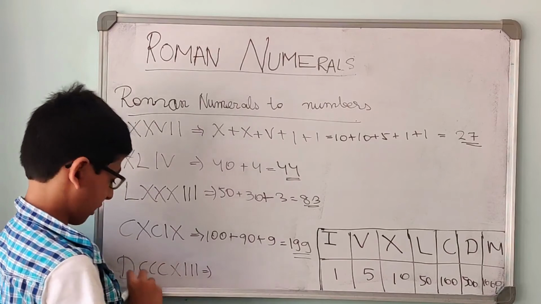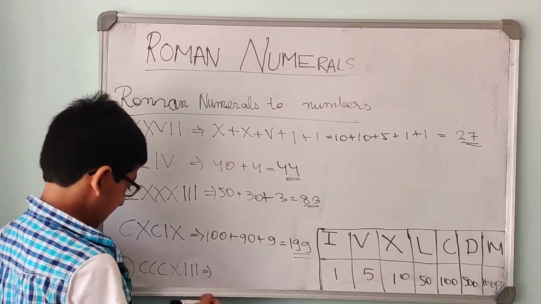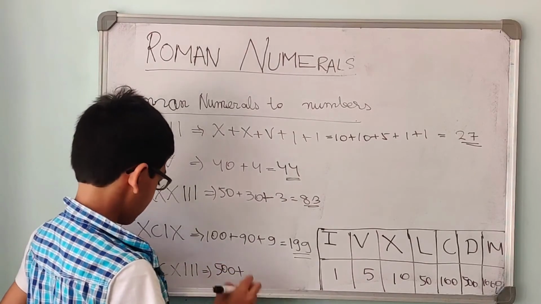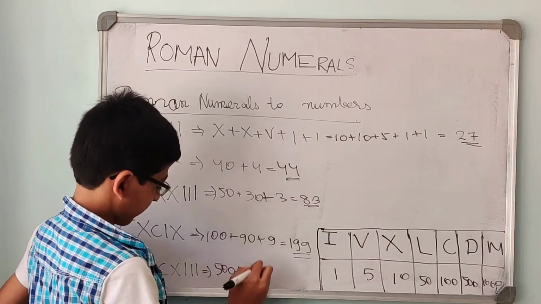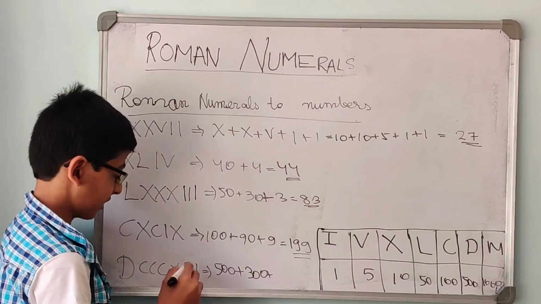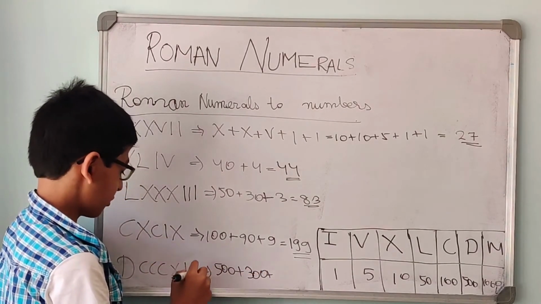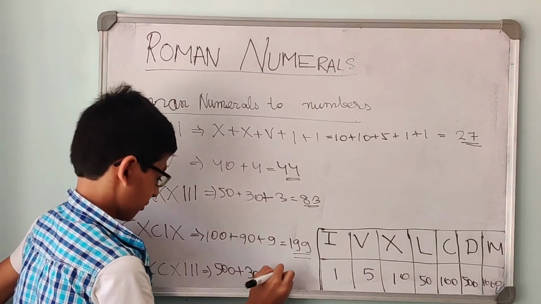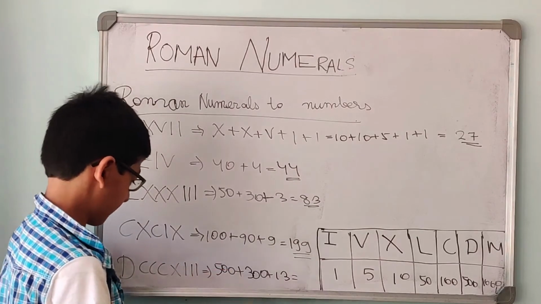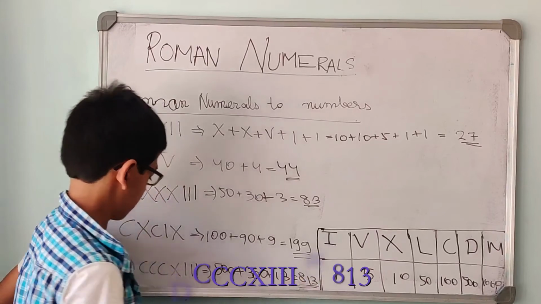Now let us solve our last example. DCCCXIII. D is 500 plus C 3 times. 100 plus 100 plus 100 is 300 plus XIII. That is 10, 11, 12, 13. So 500 plus 300 plus 13. This gives us 813.